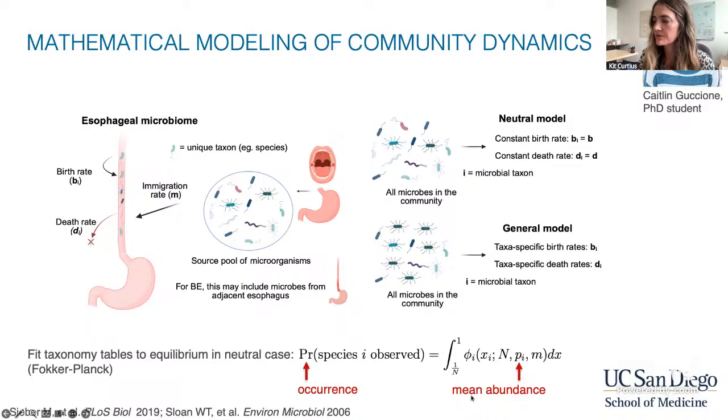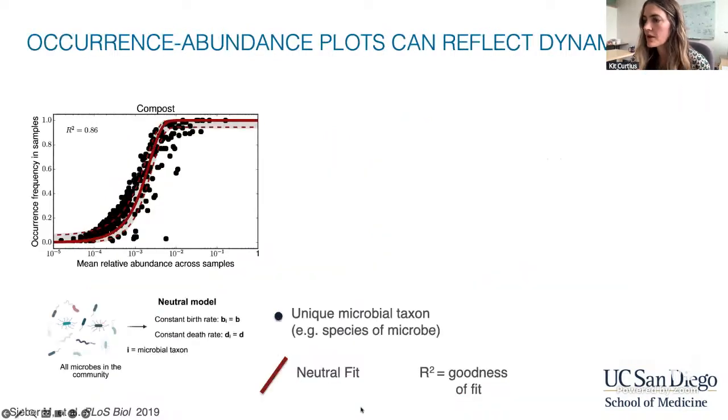So then you have an equation for occurrence, which is what we get from taxonomy tables, and an equation for mean abundance and this migration rate parameter. Again, I won't get into the details, but you can check out Caitlin's preprint on this and some amazing work from our colleagues here. So what does this look like? In the neutral case, you can apply this to certain data sets, and what you get as an expectation is sort of this S-shaped curve.